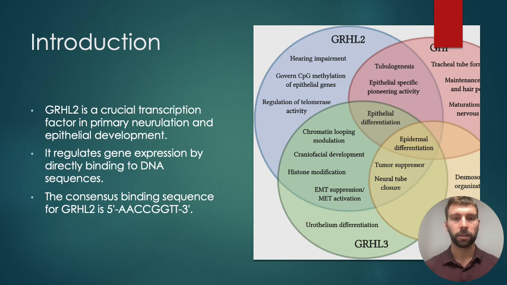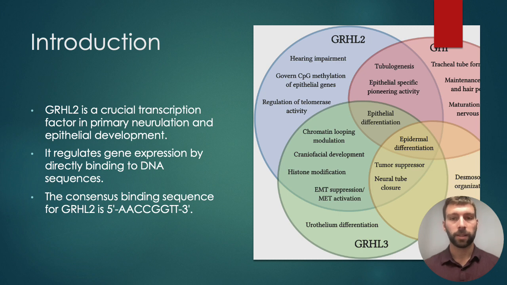So I analyzed the Grainyead-like protein 2 homolog, which is a pivotal transcription factor intricately involved in numerous biological processes, particularly primary neurulation and epithelial development. Acting as a transcription factor, GRHL2 regulates gene expression by directly binding to DNA sequences, thereby influencing crucial gene regulatory networks essential for cell fate determination and tissue morphology.